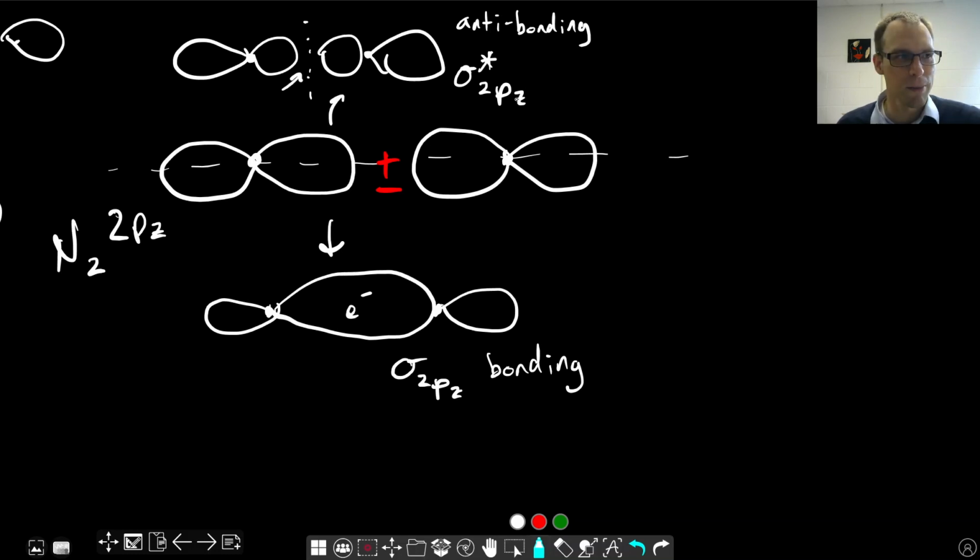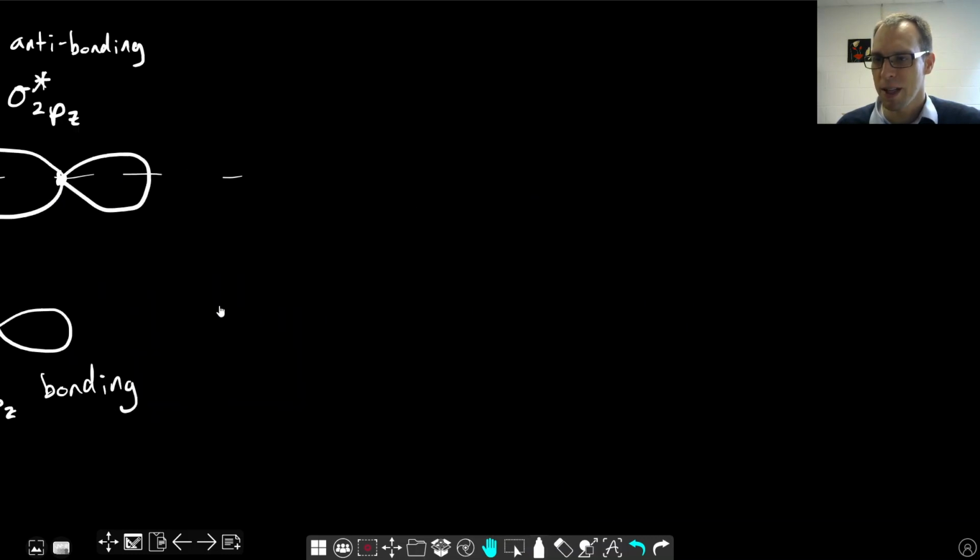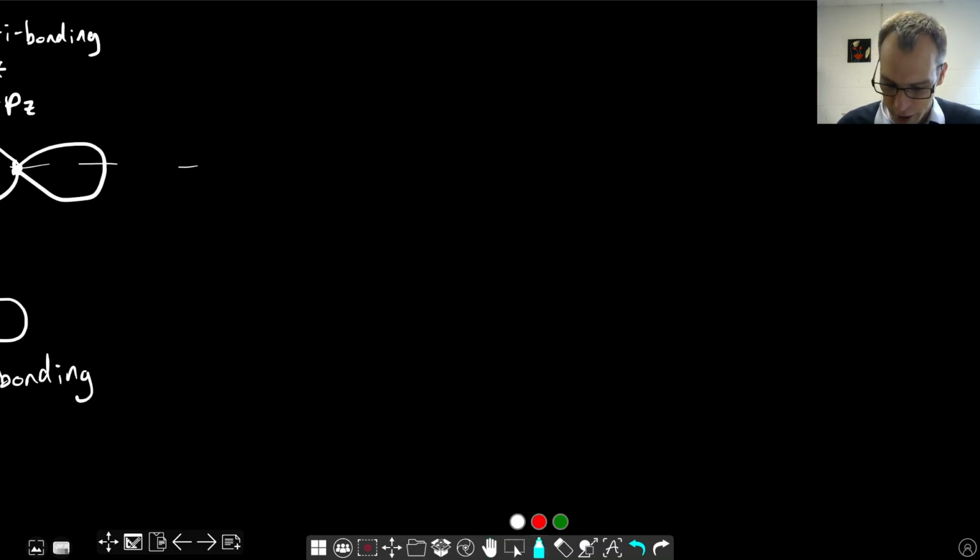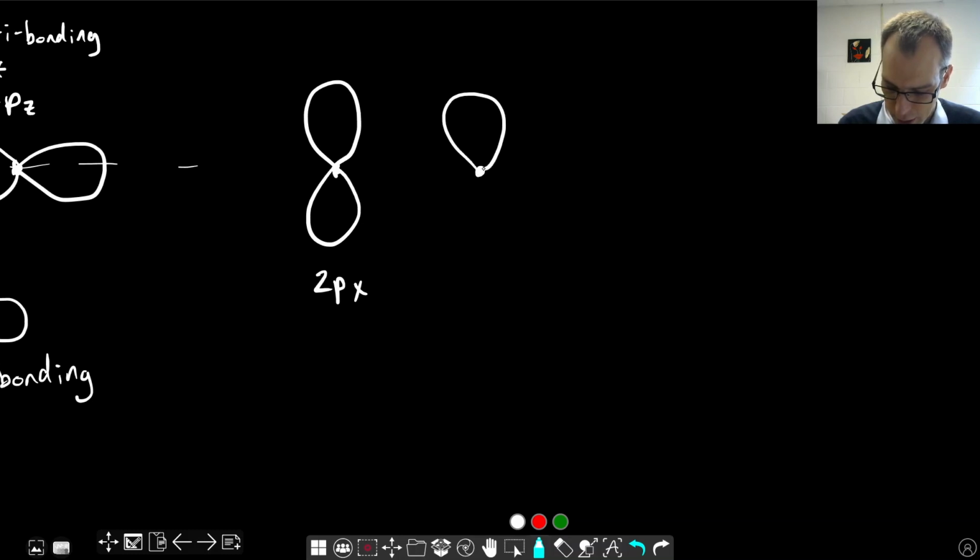Now, if that's one set of p orbitals, the other p orbitals have to be pointed up and down and in and out of the page. I'm just going to draw the up and down ones like this. We'll say this is x. So again, we'll have one p orbital that looks like this, and another one next to it looks like this. Again, these are our two nitrogen atoms.